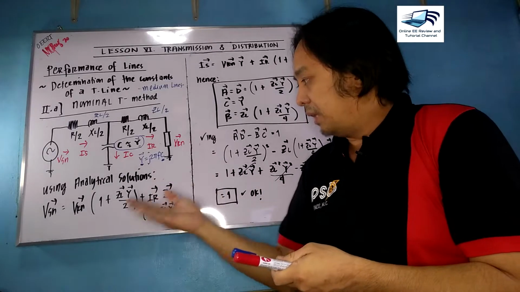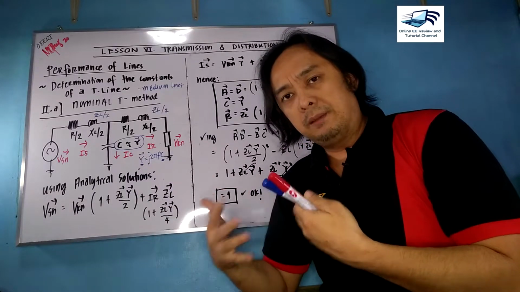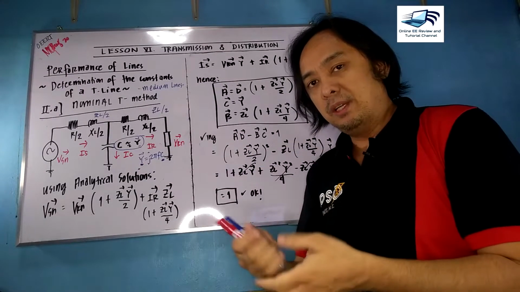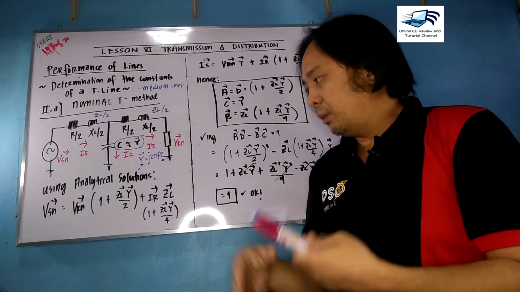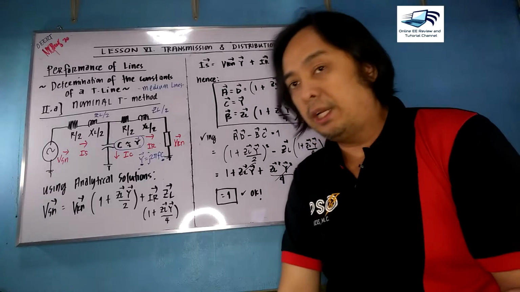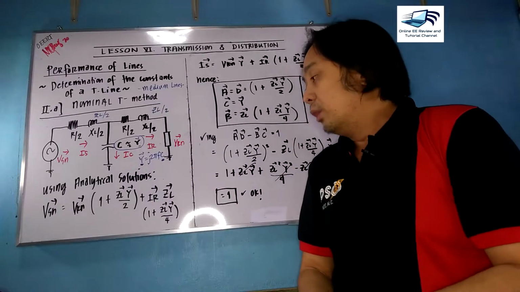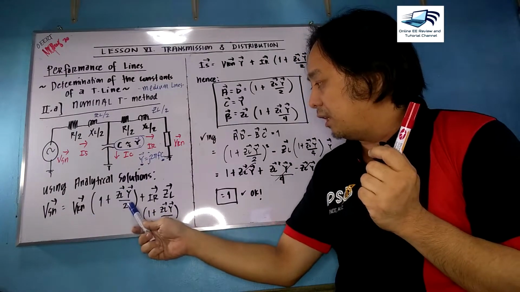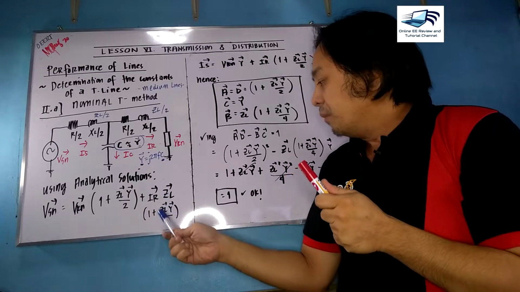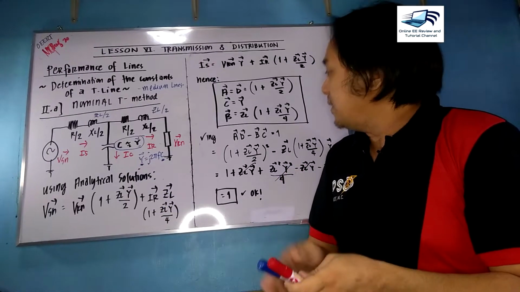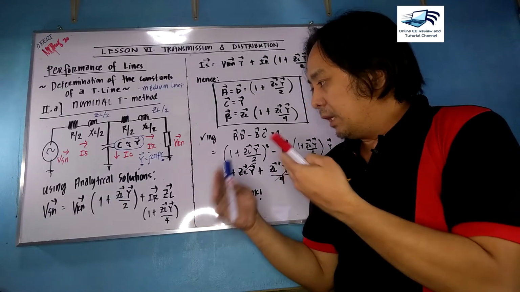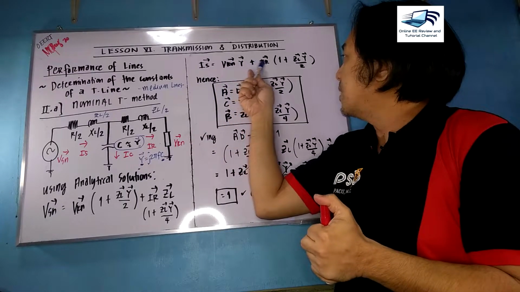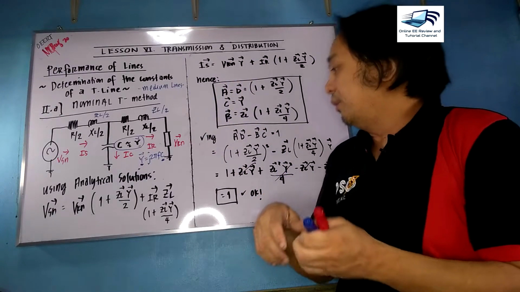So let us have the analytical solutions here. I did not discuss here how these formulas for Vs and Is were derived. Here I will only discuss this formula and its corresponding relationship to the ABCD constant. So here we have Vs equals Vr times 1 plus ZLY all over 2 plus IR ZL times 1 plus ZLY all over 4. Please take note that we can correlate this on your ABCD constant. And then your sending end current is Vr times Y plus IR times 1 plus ZLY all over 2.